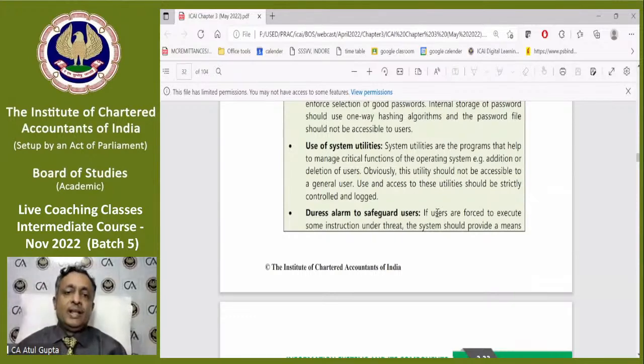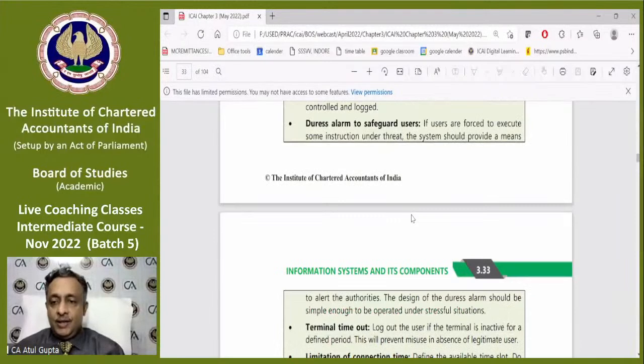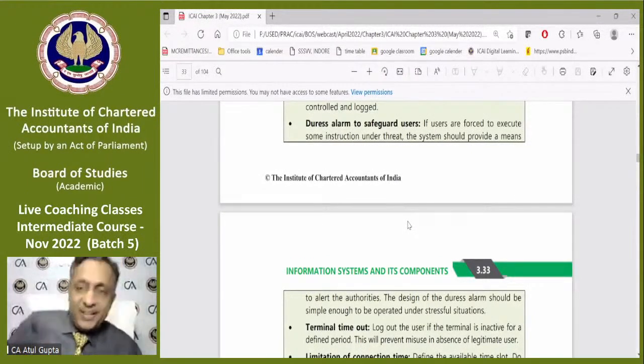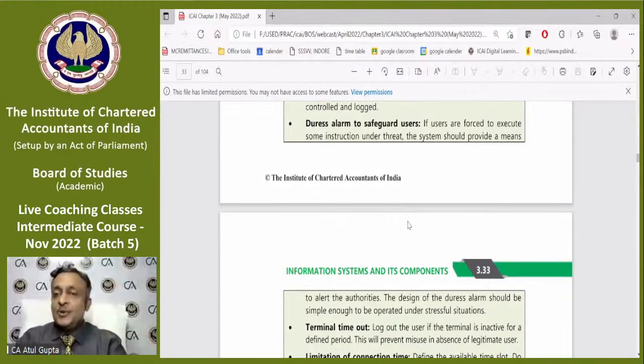Okay. Then next is duress alarm to safeguard users. If users are forced to execute some instructions under threat, yes, I learned this. Let us do it. Let me ask you a question. We'll come back to this again. Suppose my laptop hangs. How do I come out of the hang? So you are answering this question. My laptop hangs. How do I come out of this hang? And then you answer, I'll come back to this again.